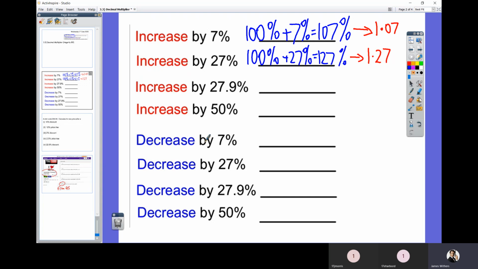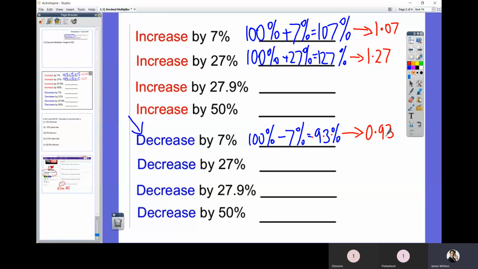So we're going to decrease the price by 7%. So we've got 100% to start with, and we're taking away 7%. 100 take away 7 is 93%. Again, moving the decimal point along 2 places. It's starting there. It's going to move to there. This gives us a multiplier of 0.93.